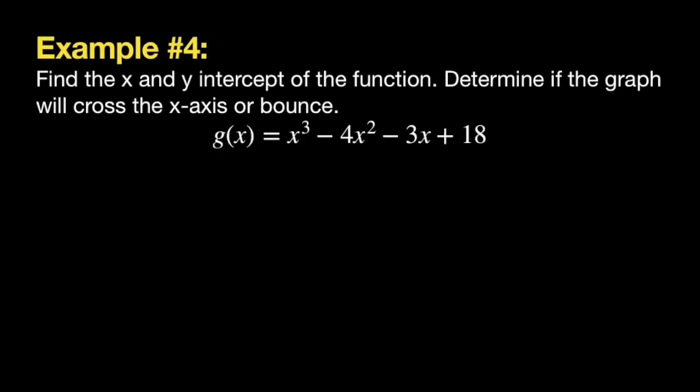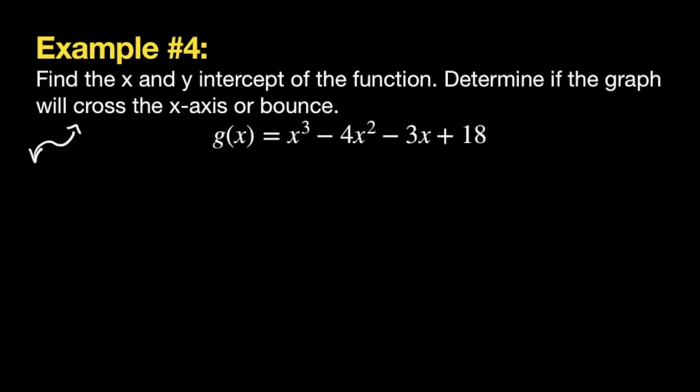For example 4, once again you're going to have to find the x and y intercept of the function, and then you're going to determine whether it's going to cross the x-axis or bounce. We are also going to add the end behavior. So once again, look, the end behavior, this is odd and it's positive, so we know that as the end behaviors, we're just going to make a quick note, it is going to look something like that, from negative infinity to positive infinity.